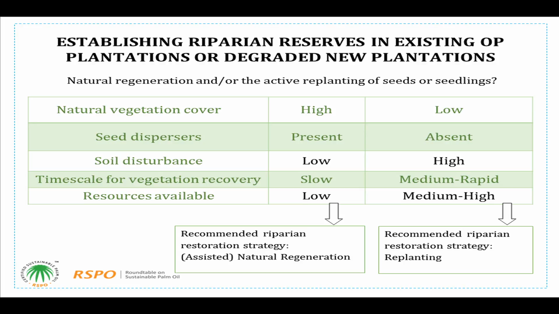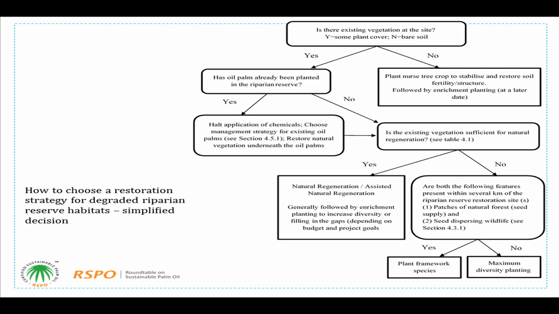So if natural vegetation cover is low, seed dispersers are absent, soil disturbance is high, timescale for vegetation recovery is medium to rapid, and resources available are medium to high, then replanting is recommended. This guidance also provides a simplified decision tree, extracted from ZXL, on how to choose a restoration strategy for degraded riparian reserve habitats.